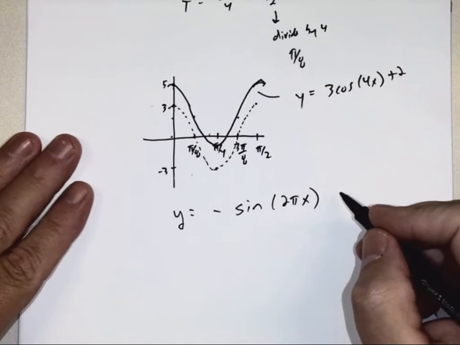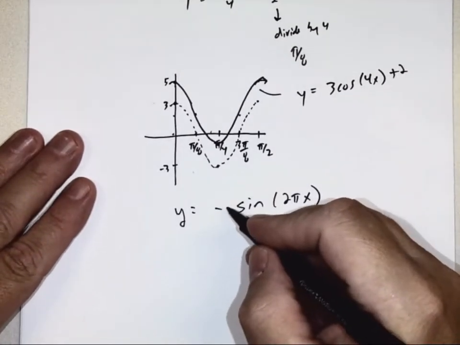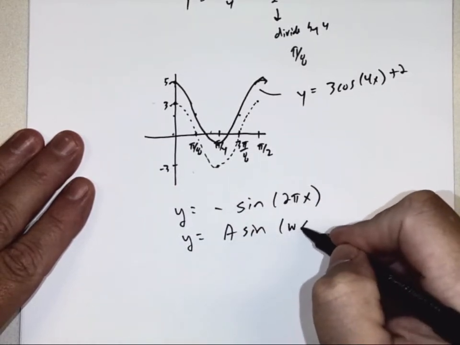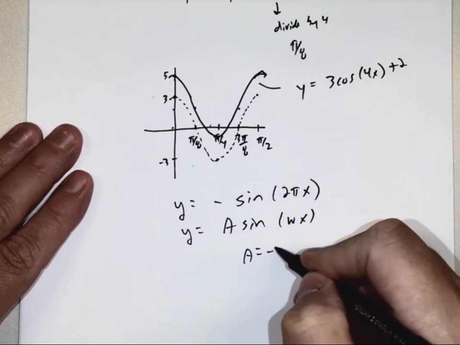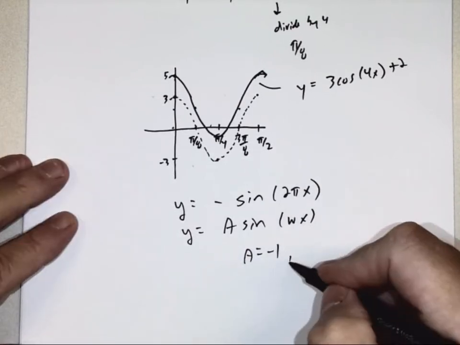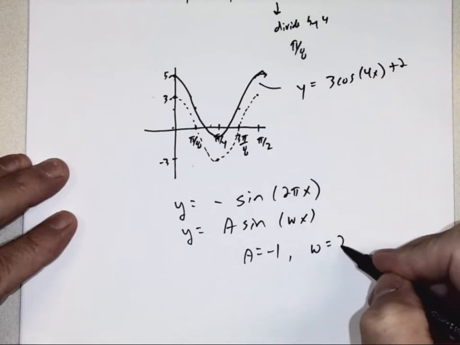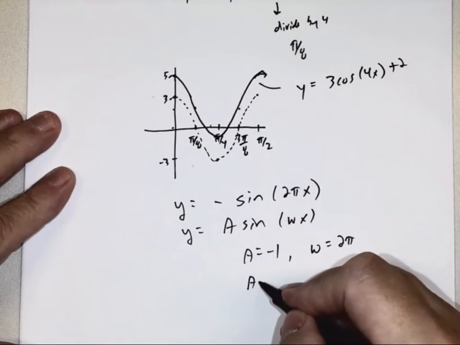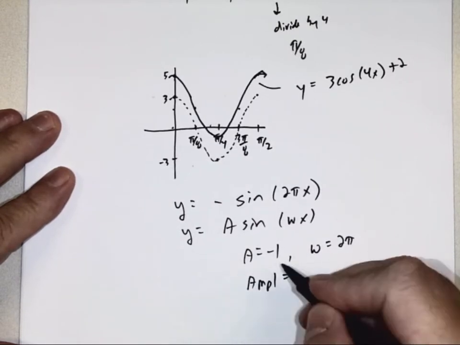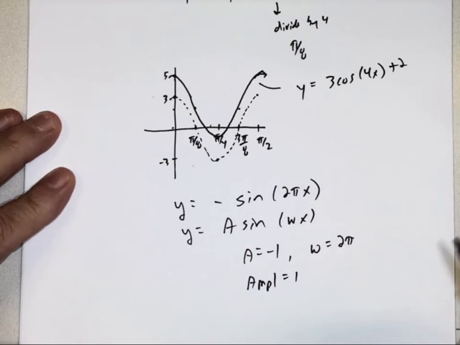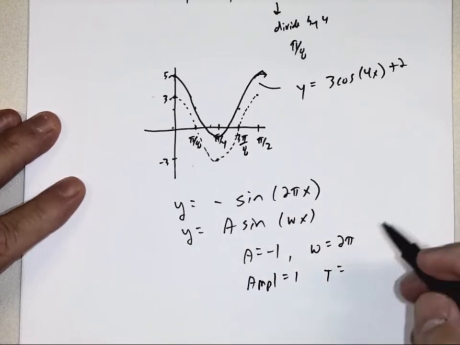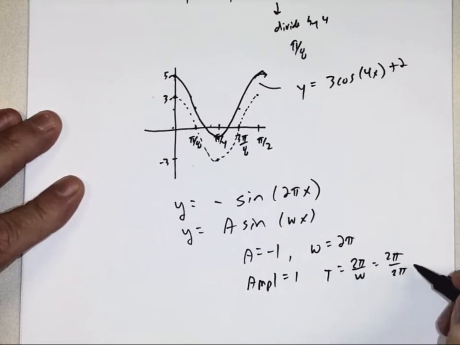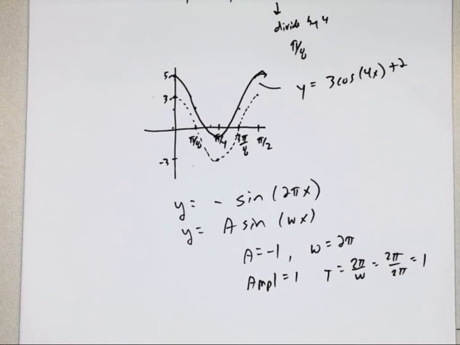Well, there's no vertical shift, but my A, right? Here's my A is -1. The omega is 2 pi. That means the amplitude, the absolute value, is going to be 1. The period, which is 2 pi over omega, 2 pi over 2 pi, the period is 1.